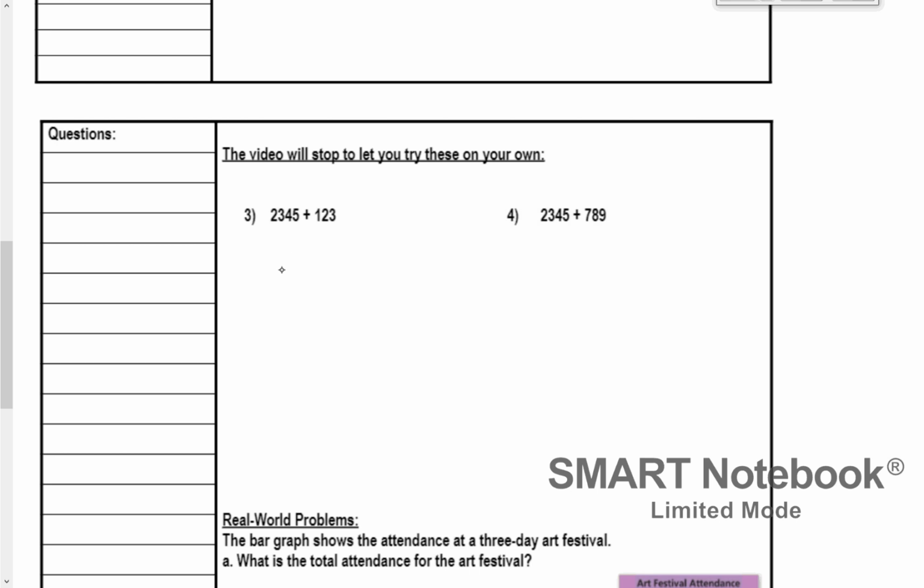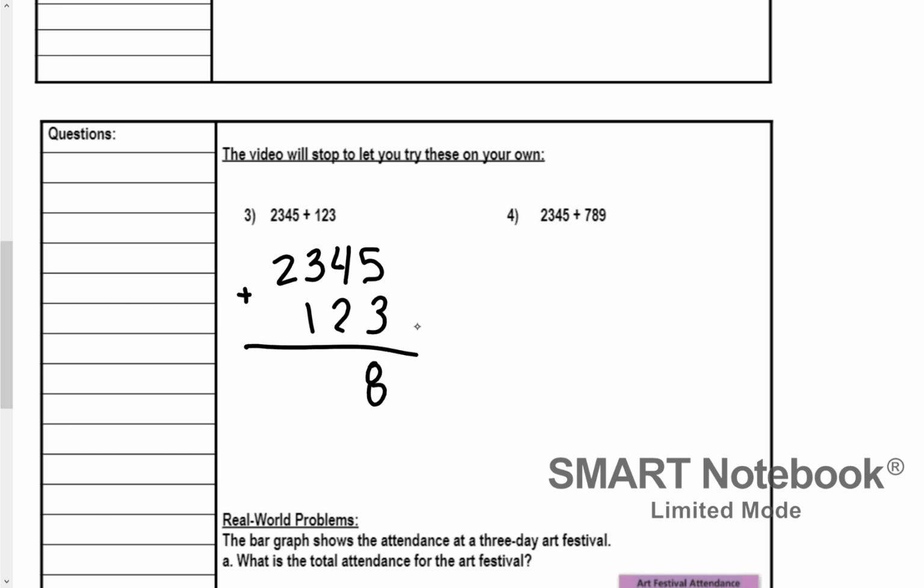All right, so the first thing we're going to do is line up these numbers. And we are going to add them up. So we've got 5 plus 3, 8, 4 plus 2, 6, 3 plus 1, 4, 2 plus nothing, 2.